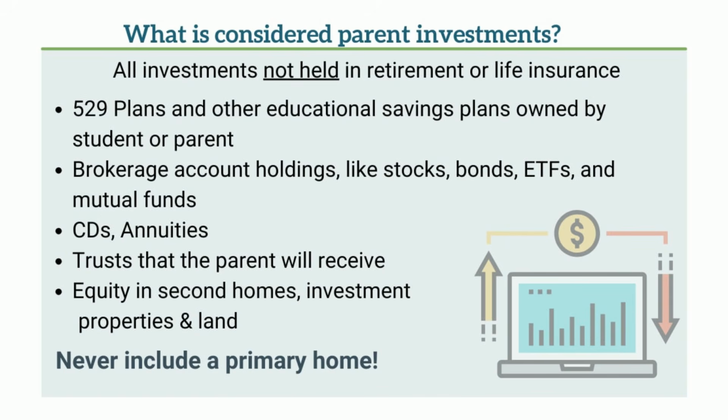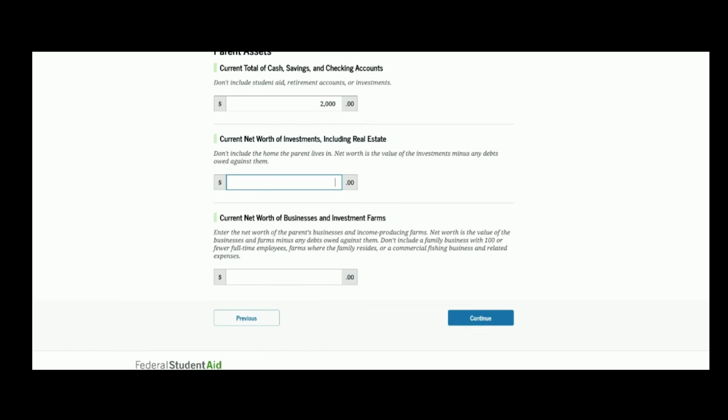Parent assets include current balances in checking and savings accounts at the time of reporting. And we can see here current net worth of investments. This would never include your primary home or any investments that are in qualified accounts or retirement accounts. But here are the types of investments that would be included as part of this application.